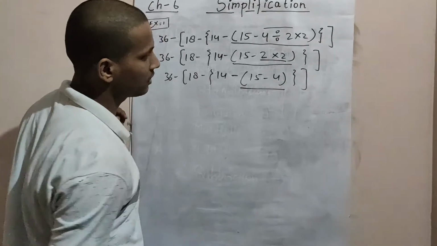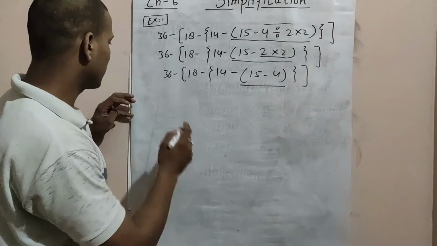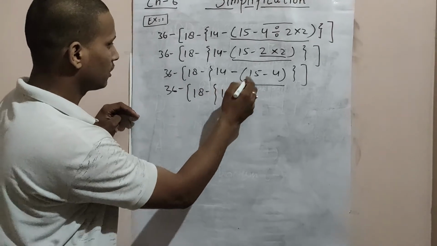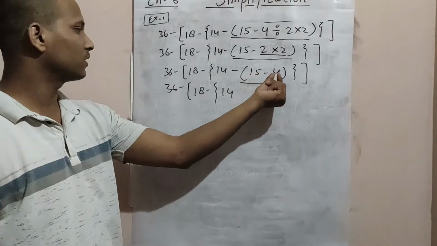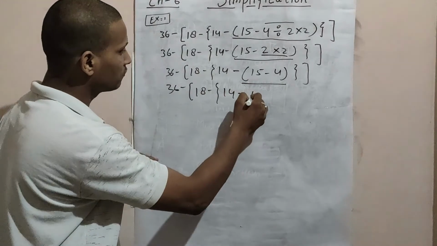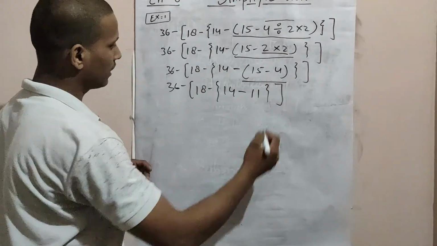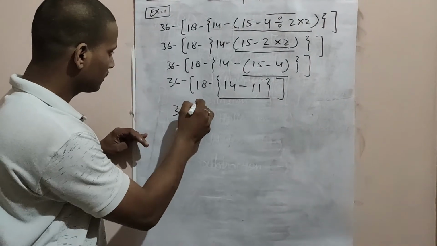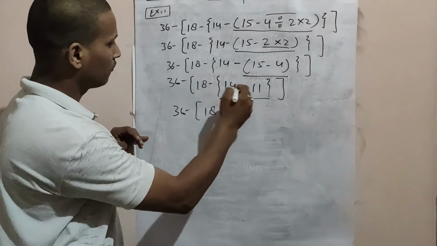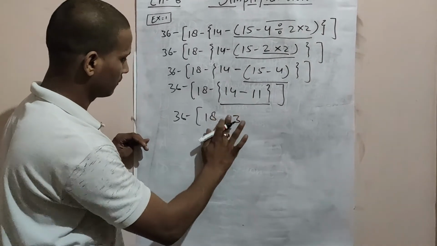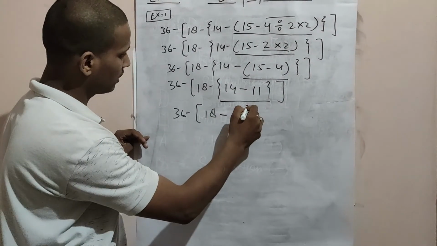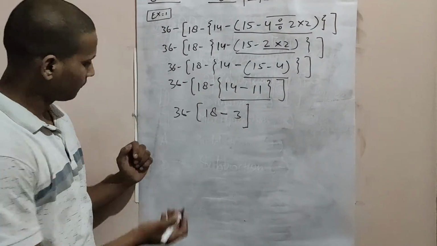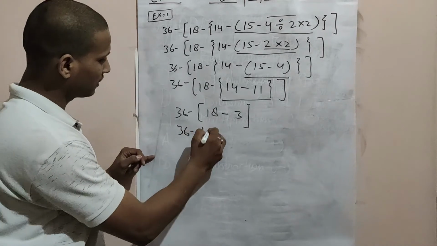Again here we are in the curly brace, in the small brackets or parenthesis. 36 minus 18 minus 14. Now we need to solve this particular bracket. 15 minus 4 is 11, and remove the small brackets. Now we are in the curly braces. We need to solve these curly braces. 14 minus 11 is 3, and remove the curly braces. After that, 36, 18 minus 3 is 15.